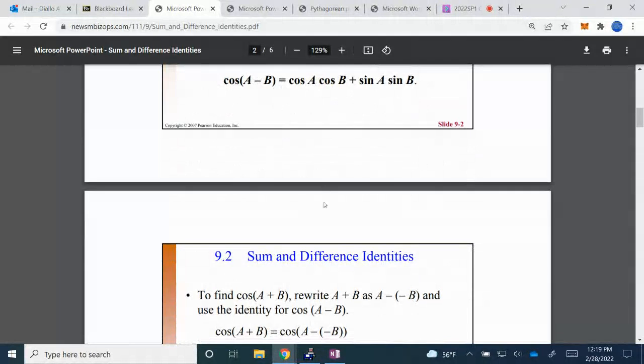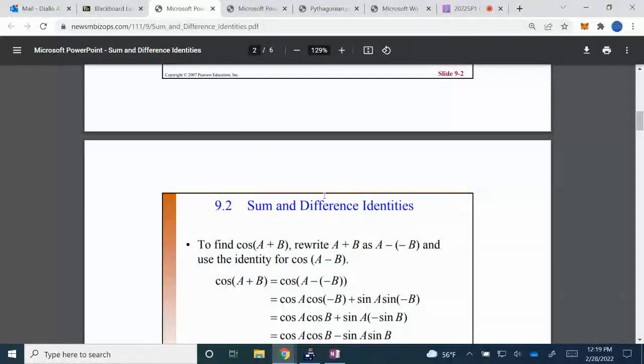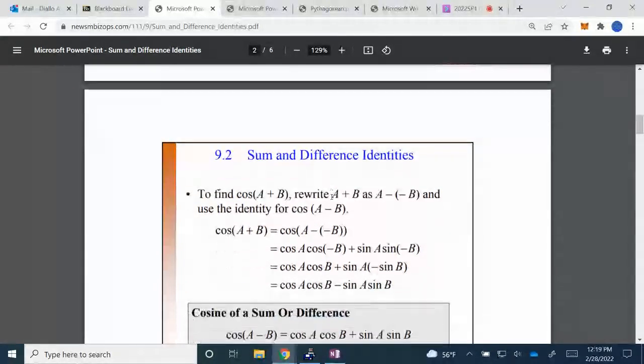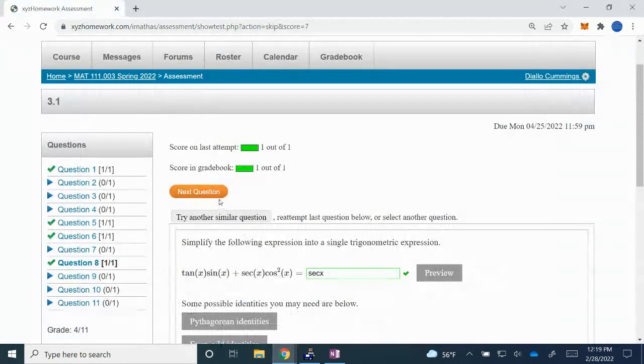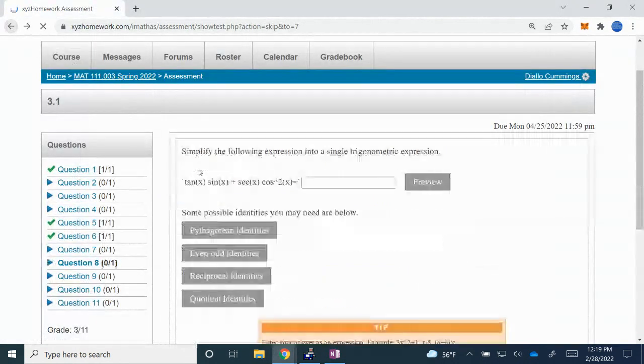And from this formula, we can derive the other sum and difference formulas. So I'm going to bypass how these things are derived, and we're simply going to concentrate on the formulas and how to use them. So when would you ever use formulas such as these? All right, I'm going to go into the next section.